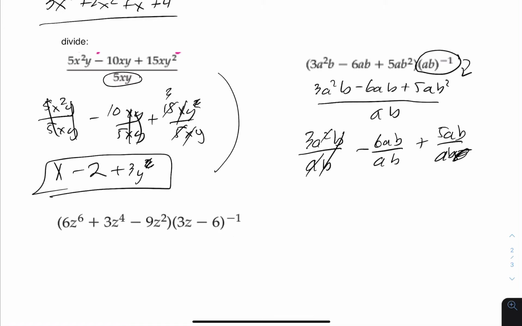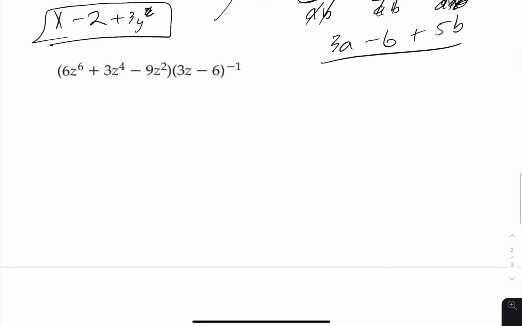Cancel. 1a cancels. There's only 3a left on top. a and b cancel. Only thing that's left is minus 6. This would be b squared, so there should be 1b left over, so it would be 5b. And that's the answer. Now the last problem of this thing is this.